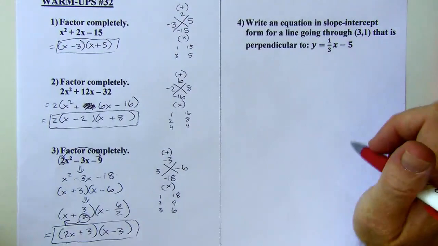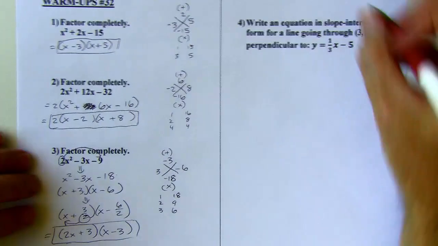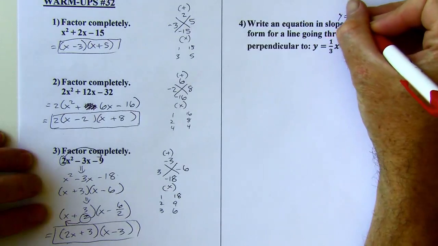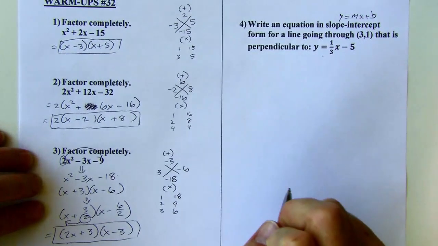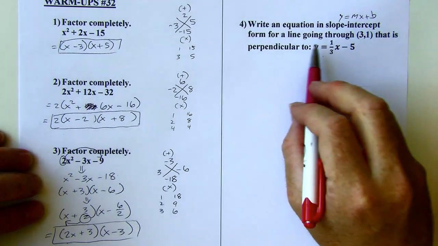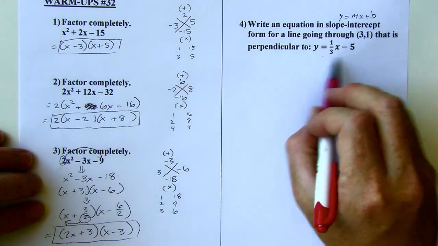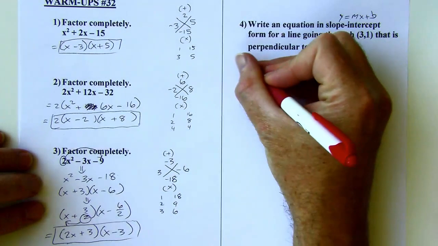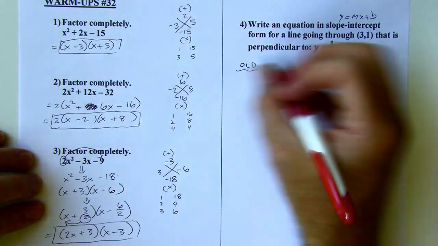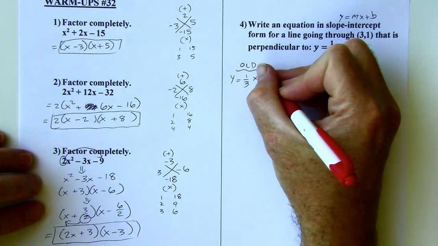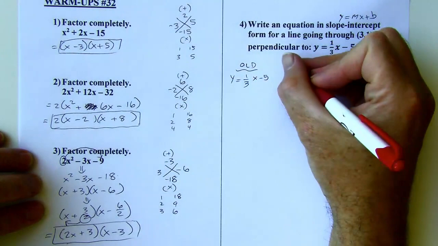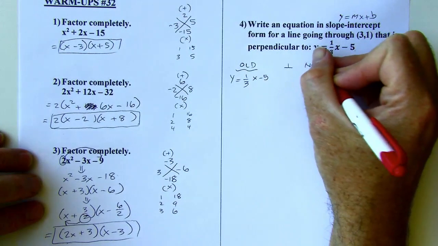Okay. All right, now writing an equation in slope-intercept form, so that's y equals mx plus b. This is actually in slope-intercept form, okay? So it's going to be for a line that goes through this point and is perpendicular to this line. So I like to set this up with my old line. That's the y equals 1/3 x minus 5. And then my new line is going to be perpendicular to my old line.